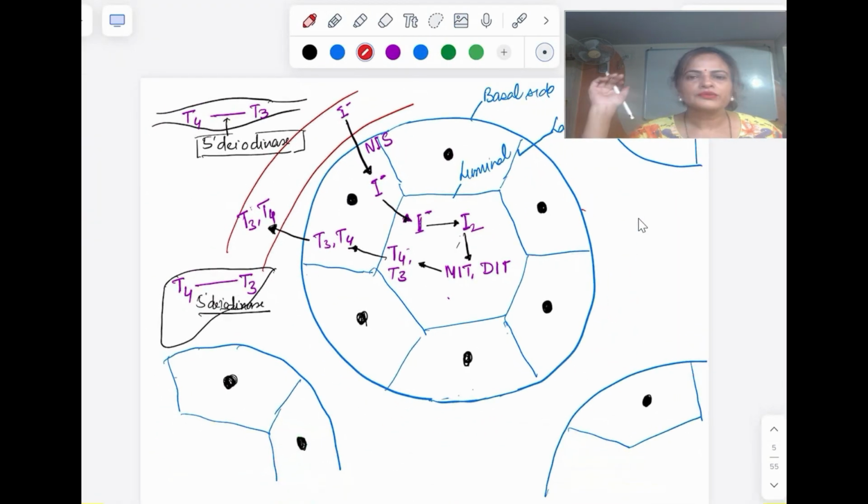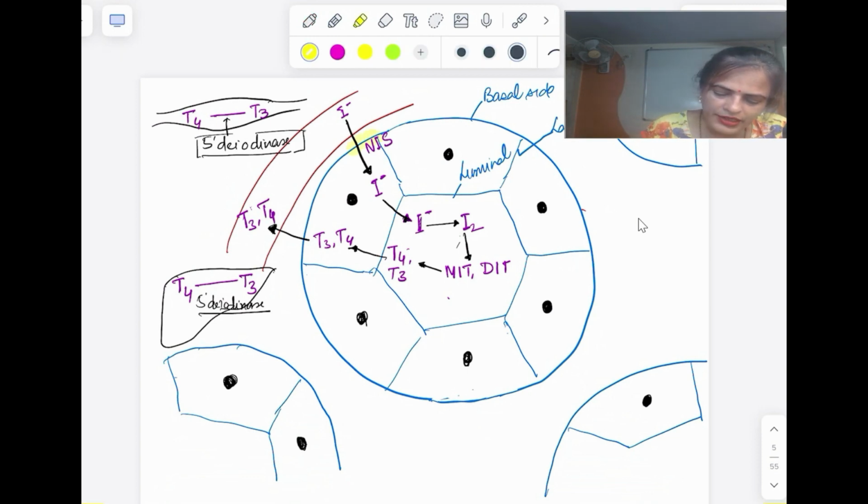Okay. So this is a bigger picture of the follicle. Here you can see this is the follicle. This circular part is the follicle, and this is a single follicular cell. This is another follicle surrounding this, and here we get the parafollicular cells also.